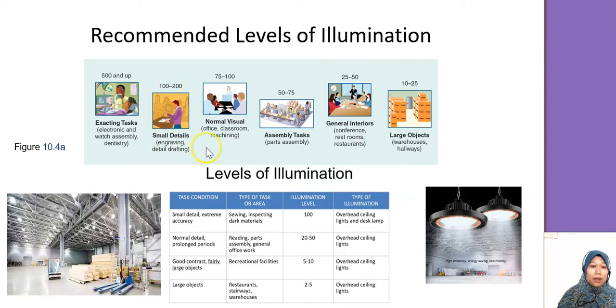Okay, and these are the levels of illumination. Okay, the maximum one is going to be 100. Okay, this one you need a very focused light for your job. Okay, overhead ceiling light and desk lamp, very focused. Or this is just an overhead ceiling light, okay, for the warehouse, because they're dealing with large objects.